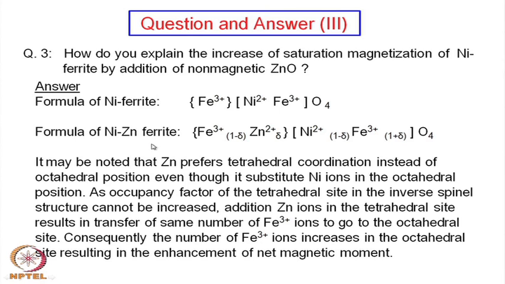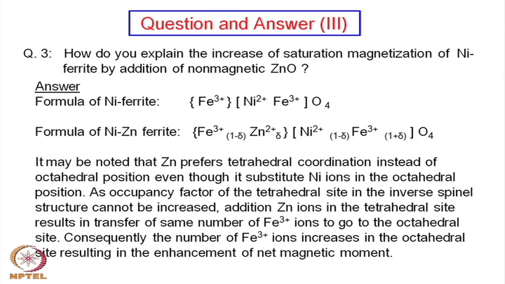However, in the formula of nickel zinc ferrite, we substitute part of the nickel by zinc, a delta amount of nickel is substituted by zinc, and that is the formula then. So, zinc is delta, so nickel is 1 minus delta, but consequent to that there is some redistribution of Fe3 plus. What happens? Zinc actually goes to the tetrahedral side, it does not go to the octahedral side, although it is substituting nickel in the octahedral side.